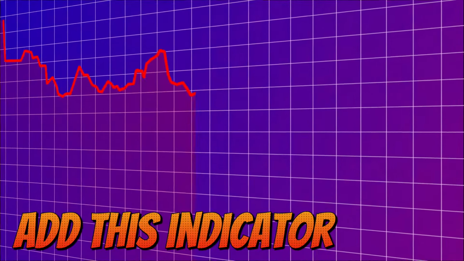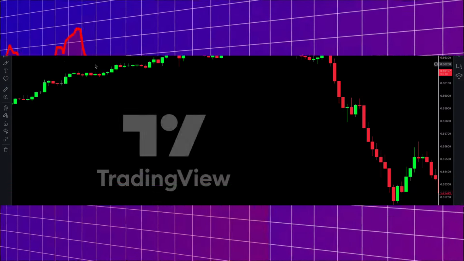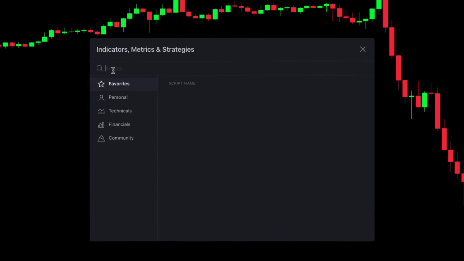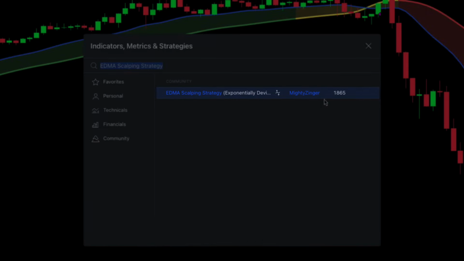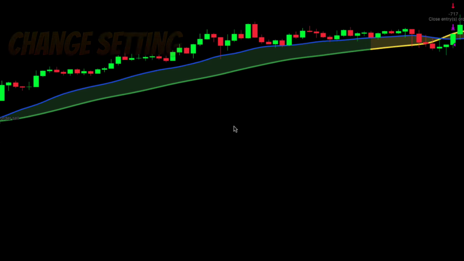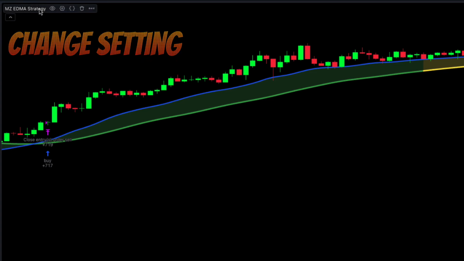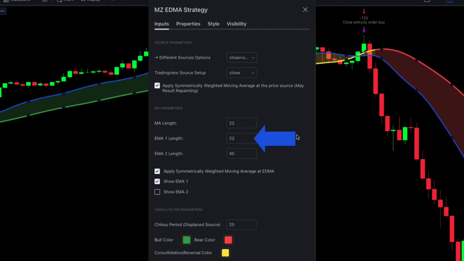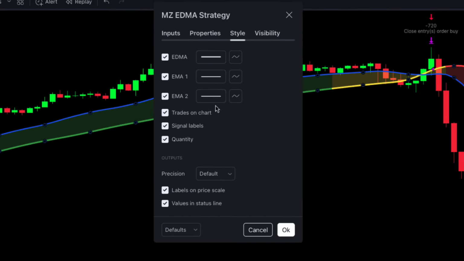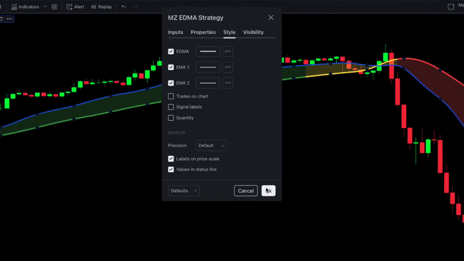To add this indicator to your chart, we have to go to TradingView. We click on the indicator tab and search EDMA scalping strategy, this one which is written by Mighty Zinger. Now we have to change some settings. First go to the input tab, and we have to change the EMA length from 20 to 22. After that, change the EMA 1 length from 20 to 22. Then move to the style tab, and we hide these 3 options. Everything is fine, after that click OK.